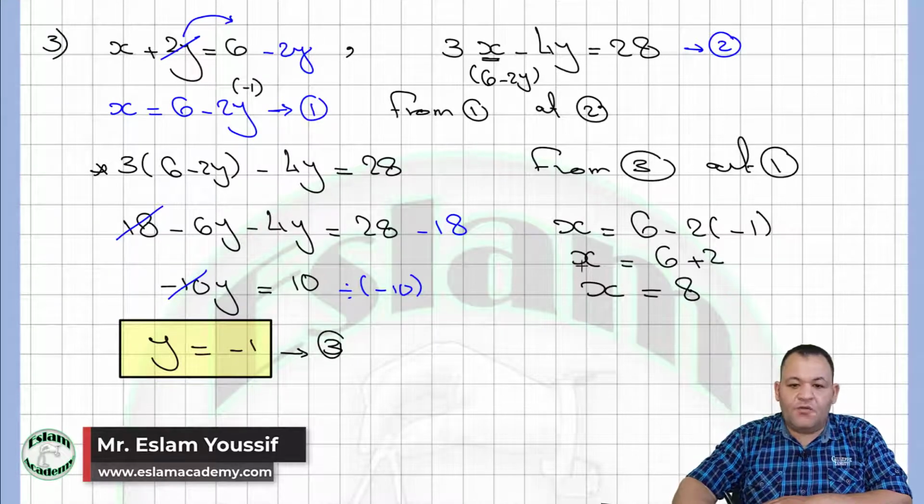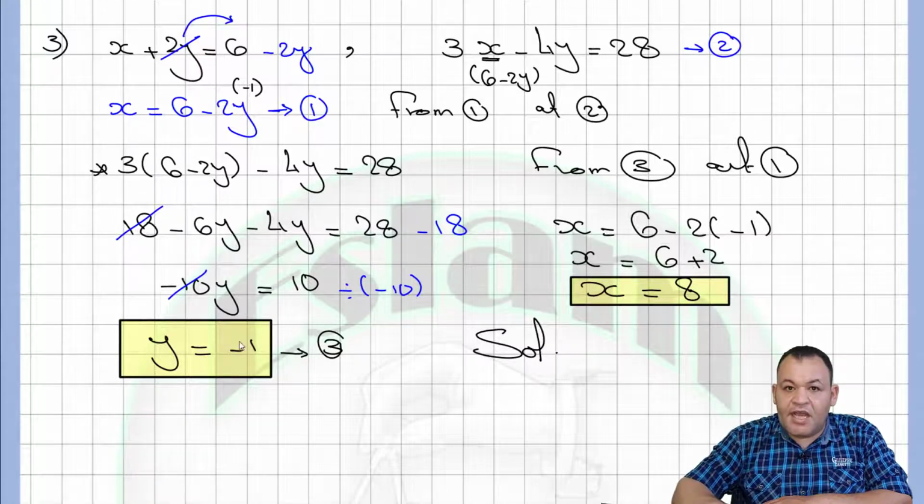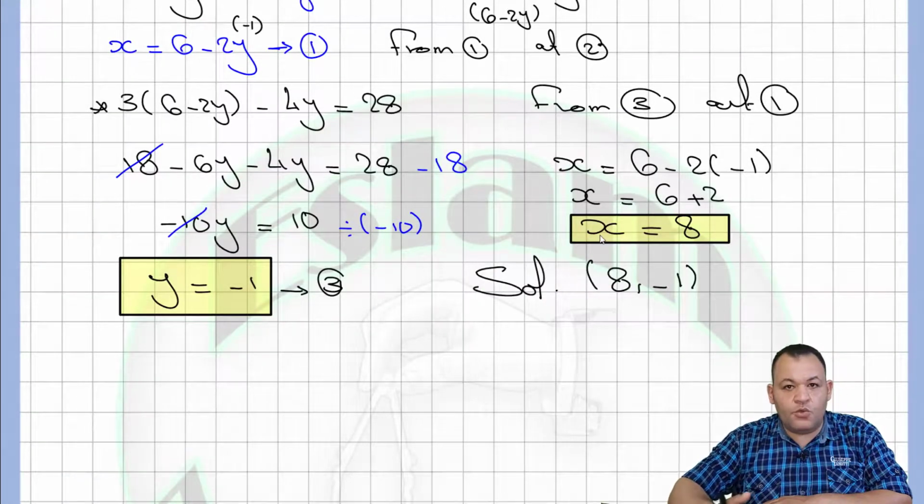Now we found the value of x and the value of y. So we can say the solution would be, don't say negative 1 and 8. We said the ordered pair, we have to start from x to y. So the solution now will be 8 and negative 1. And that's how we can solve by using substitution.